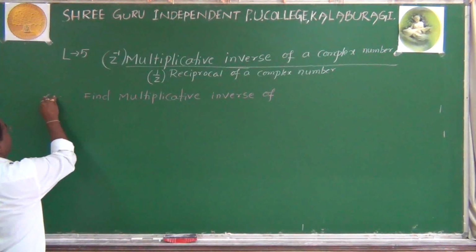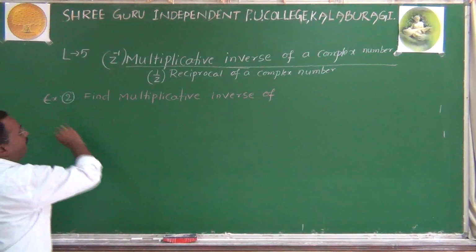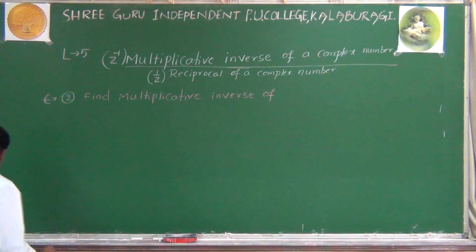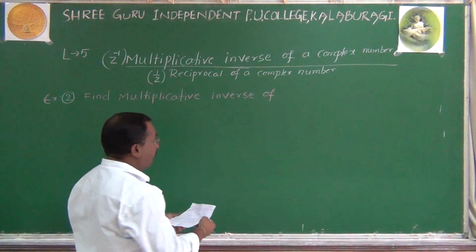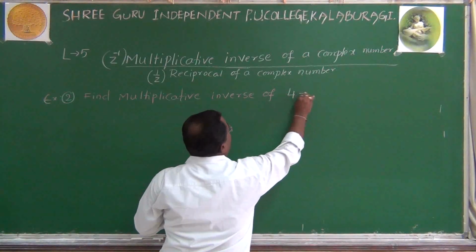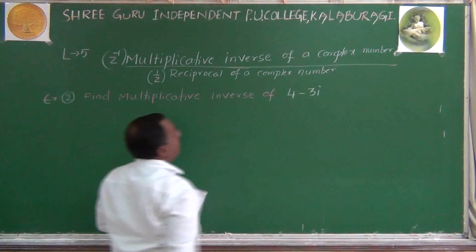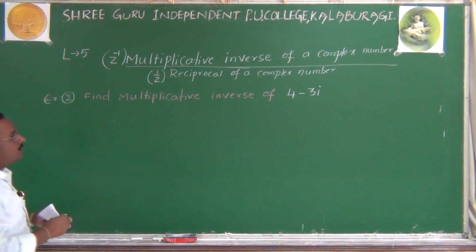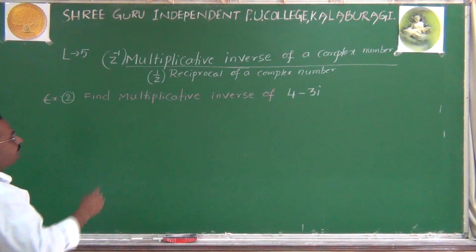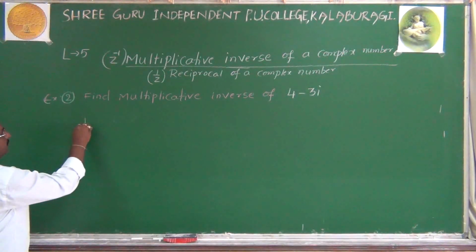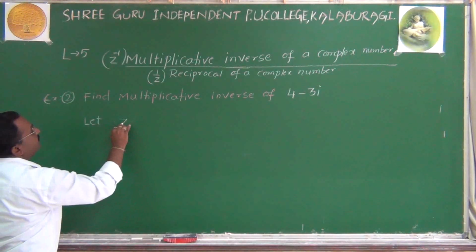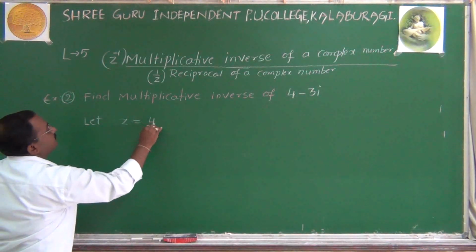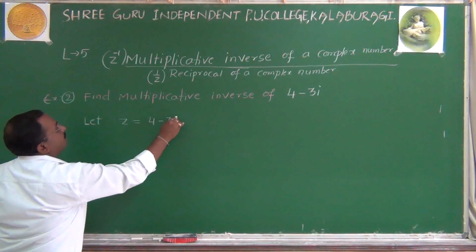Example number 2. Find the multiplicative inverse of 4 minus 3i. Let z is equal to 4 minus 3i.